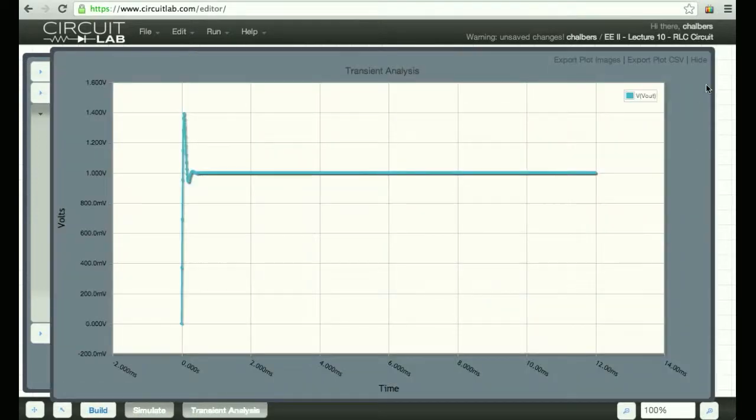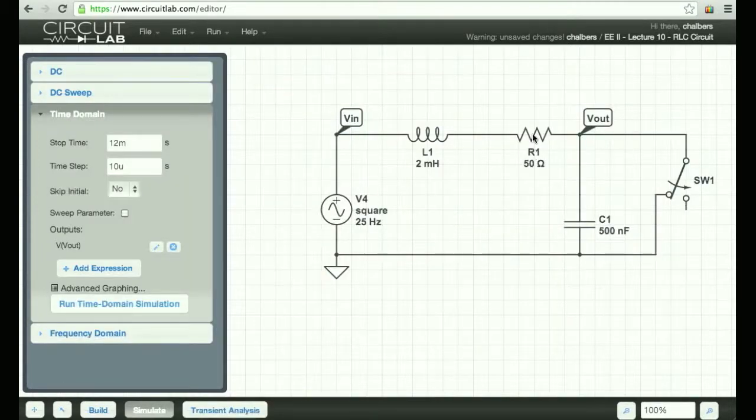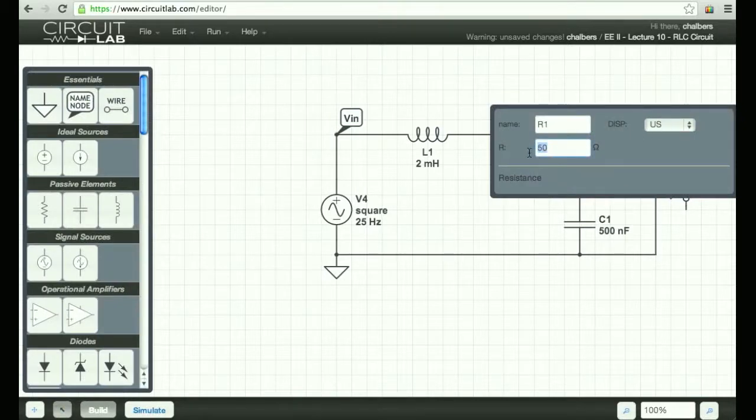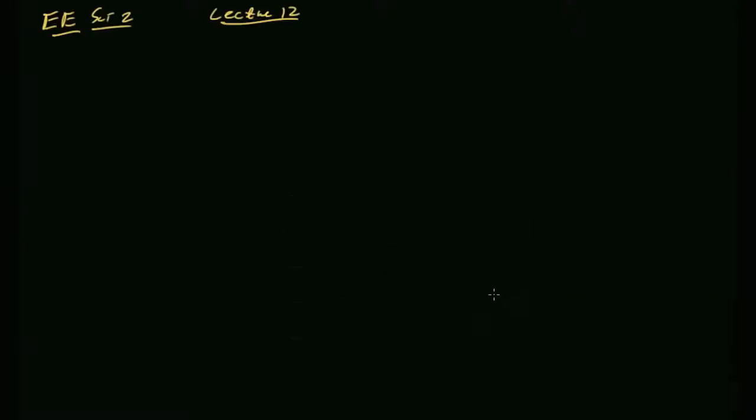So I believe where we left off was that we said our roots, S1 and S2, were going to be at, and help me out if I get this wrong, minus zeta omega naught plus or minus j omega naught root 1 minus zeta squared. I'm doing this from memory, so feel free to tell me if I get it wrong. Is that right? Good.